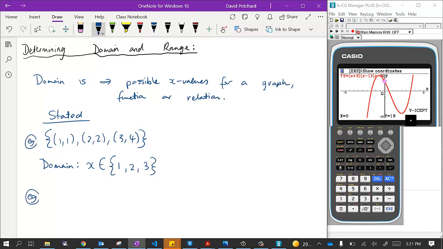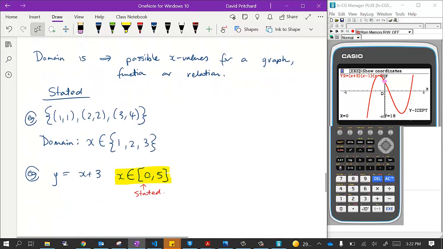Now, if we take something else like y is equal to x plus 3, where x is an element between 0 and 5, this is another stated. So it actually tells us straight away what the domain is. It's saying that for this particular graph, we're just going to look at graphing between 0 and 5 inclusive. So this is a stated domain. So this one's really nice and easy for us. We just have to say, well, our domain is x is an element of 0 to 5. Okay, so that's what we're looking at.